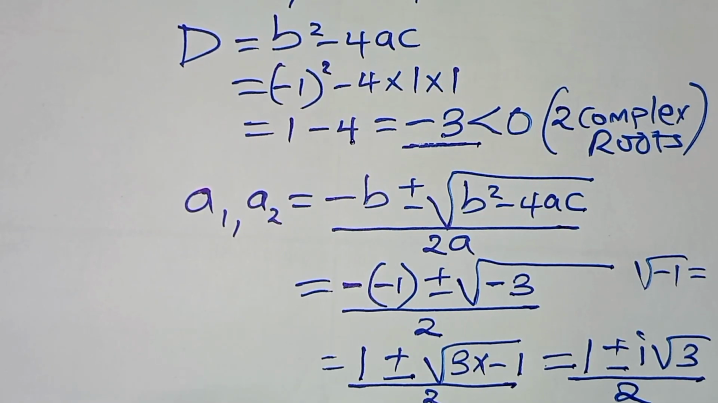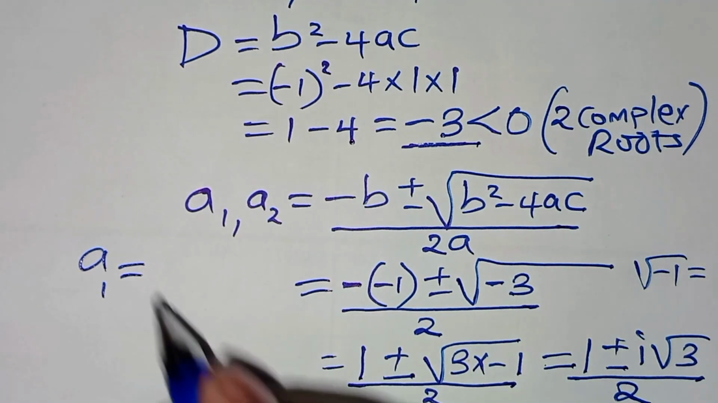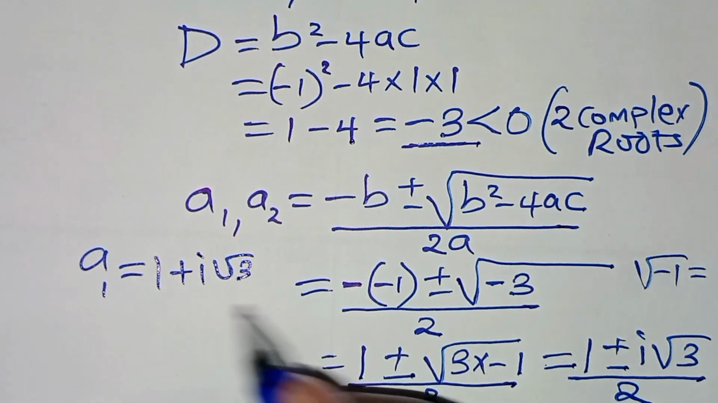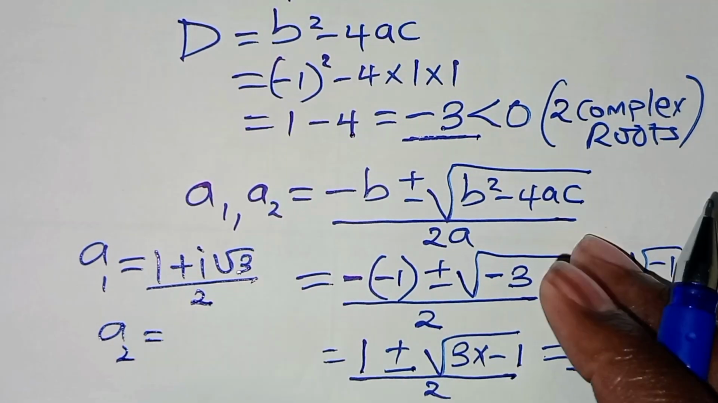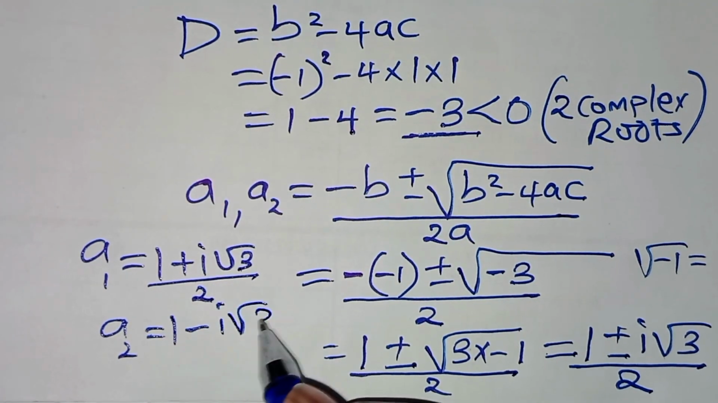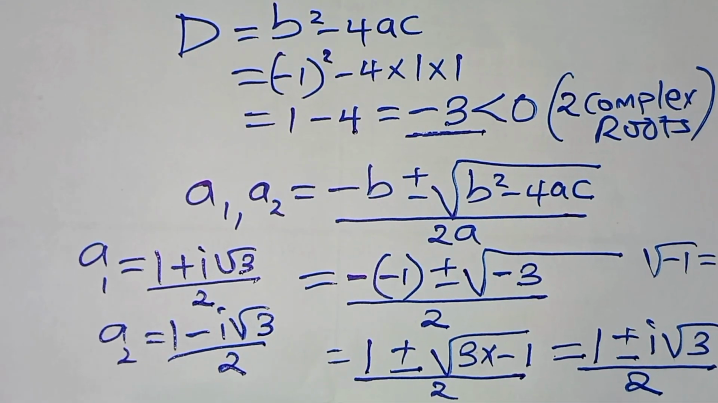So this means that we have two values: a1 equal to (1 plus i square root of 3) divided by 2, and a2, which is (1 minus i square root of 3) divided by 2. These are the values of a1 and a2. So let's solve the corresponding values of b1 and b2.